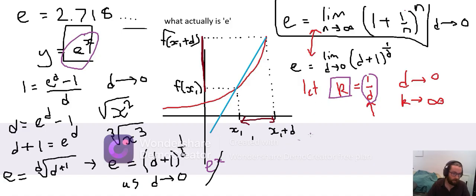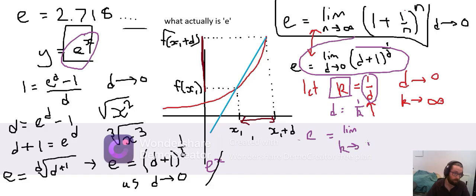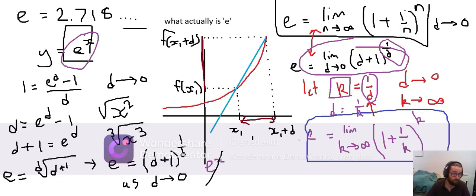So now I can sub in k in my definition. Remember, k is equal to 1 over d, which also means that d is equal to 1 over k. So plugging in this equation here, I can say the limit as k approaches infinity of 1 plus 1 over k to the power of, well, 1 over d is the same thing as k. And that is e. And now you'll notice that my two definitions for e are the exact same, except one uses k, one uses n. And this is a trivial difference. And that completes the proof.